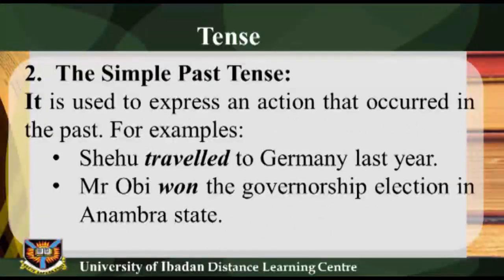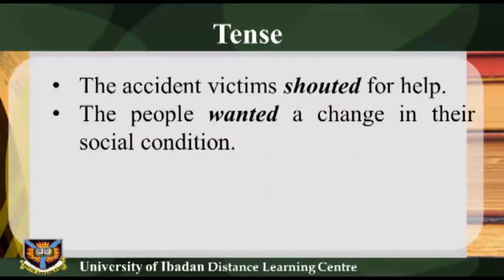Number 2. The simple past tense. The simple past tense is used to express an action that occurred in the past. Examples are the following. A. Shehu traveled to Germany last year. B. Mr. Obi won the governorship election in Anambra State. C. The accident victims shouted for help. D. The people wanted a change in their social condition.